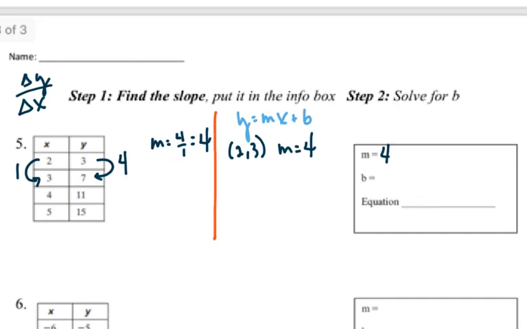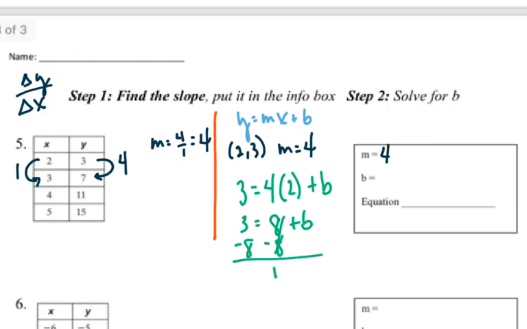So now that I have a point and I have a slope, I can plug it into this equation, my slope-intercept form. So my y value is 3, my m is 4, my x is 2, plus b. 4 times 2 is 8, plus b. To get b by itself, we subtract 8 from both sides. 3 minus 8 is negative 5. So the equation of my line, I now have a slope and I have a y-intercept.